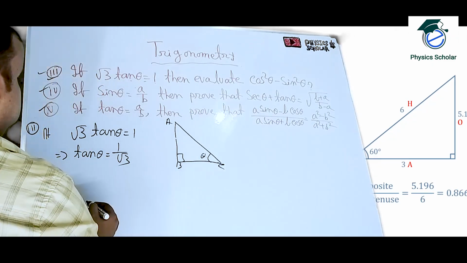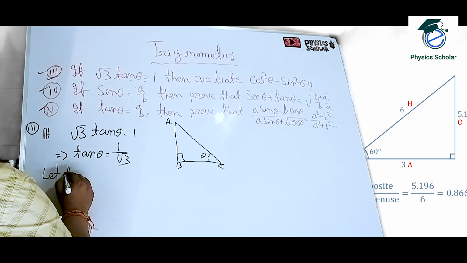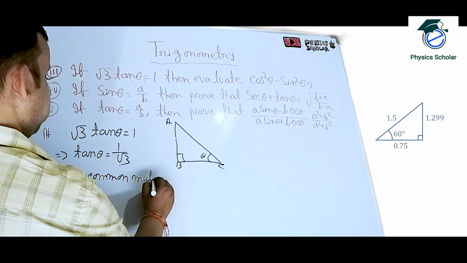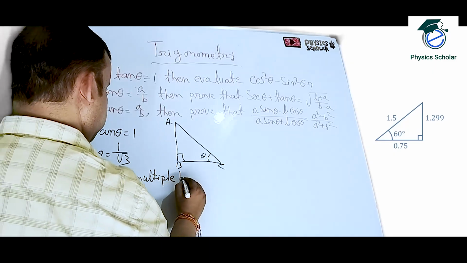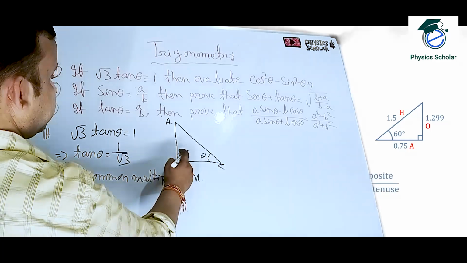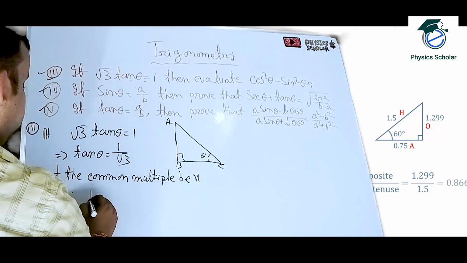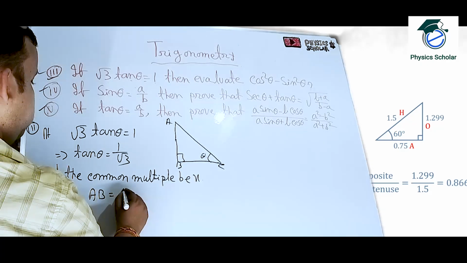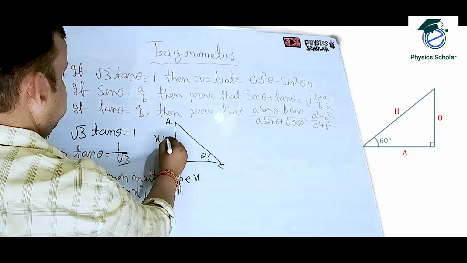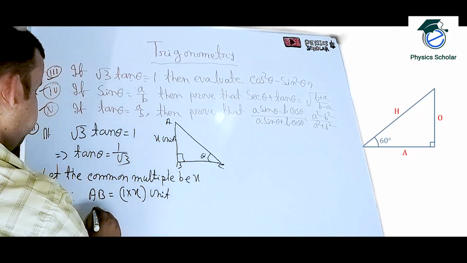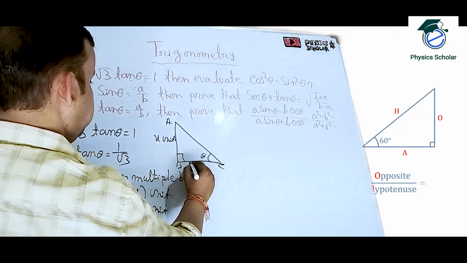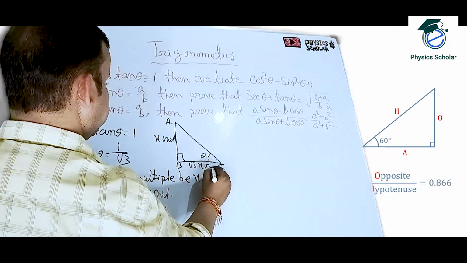Okay. So let the common multiple be x. So tan theta means what? Tan theta means perpendicular by base. Therefore AB is equal to 1 into x unit, that means x unit. It is x unit, and BC is equal to root 3 x unit. That means root 3 into x unit.